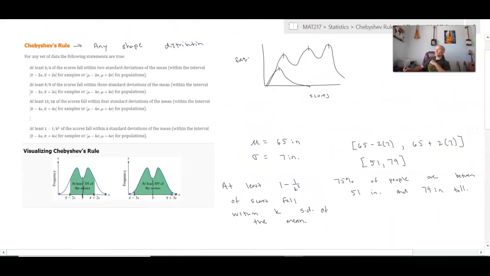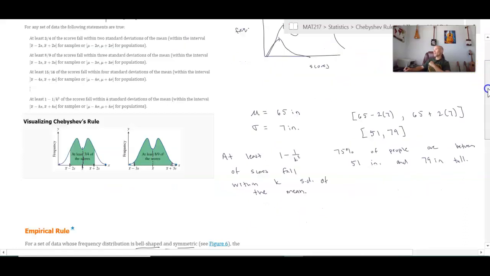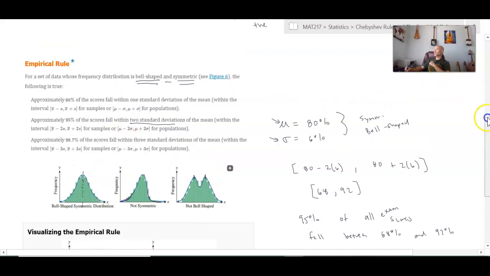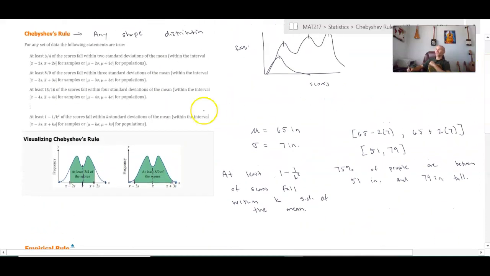If you can't assume the shape, then you can only determine that 75% of your scores fall within 2 standard deviations, which is still pretty good, but 95% is considerably better. And for 3 standard deviations, it's 99.7%. And for 3 standard deviations here, it's 8/9, which is actually like 91, 92%.